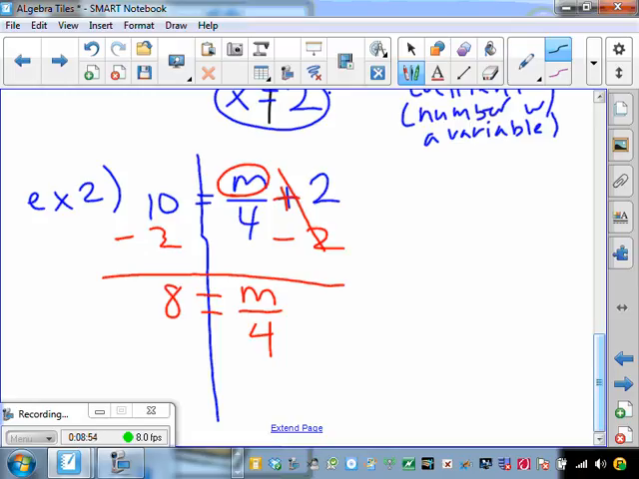So now this line right here, over 4, is the same thing as divided by 4. So if we're dividing by 4, the way we're going to get rid of a divide is using the opposite, which is multiply by what we want to get rid of. If we multiply that side by 4, we have to multiply this side by 4. So then we're left with 32.